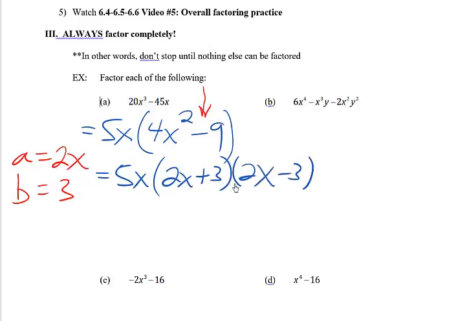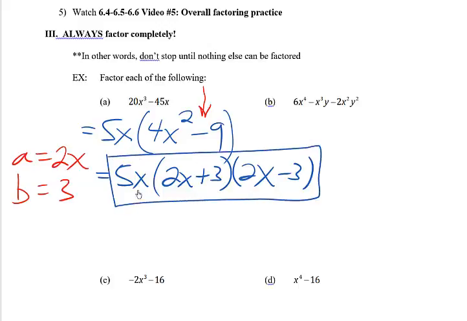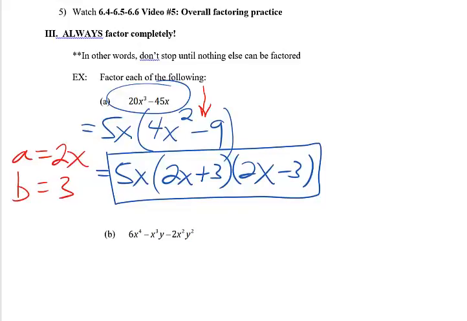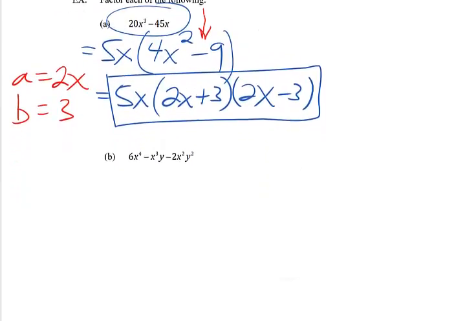I can check the binomials I just came up with, but certainly neither of these contains perfect squares or perfect cubes. And so I'm finished. Here would be the final answer. As we've said several times, these problems are so easy to check. You would simply FOIL out these two parentheses, distribute in the 5x, and make sure you get back to your original polynomial. Let's go on to example B.